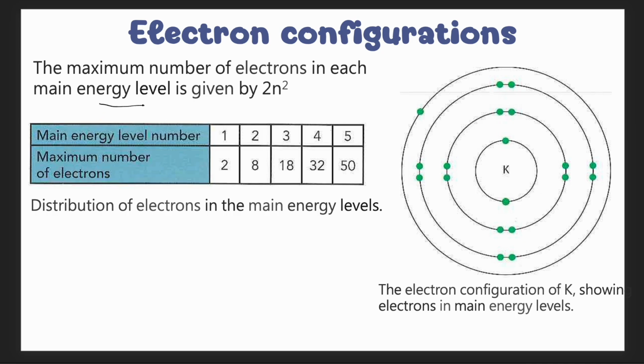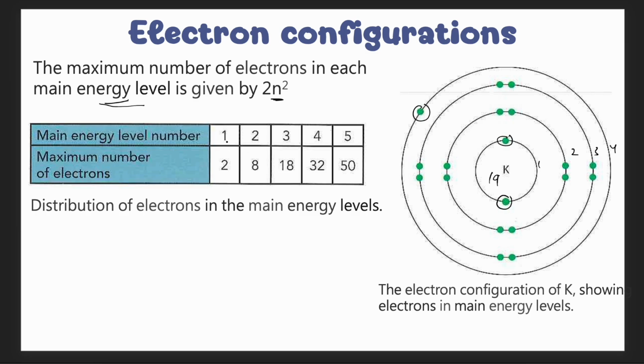Main energy level, the symbol is n. Here is the potassium atomic model with an electron number of 19. This green dot represents the electrons of potassium. It has 1, 2, 3, 4 shells and 1 electron on the last shell as a valence electron. When we talk about shells, this also represents the main energy level. So the main energy level of potassium is 4.